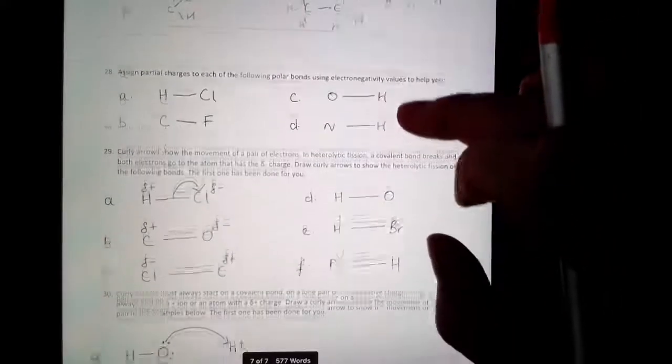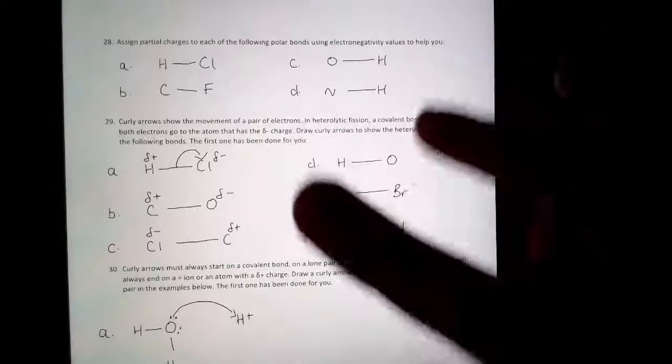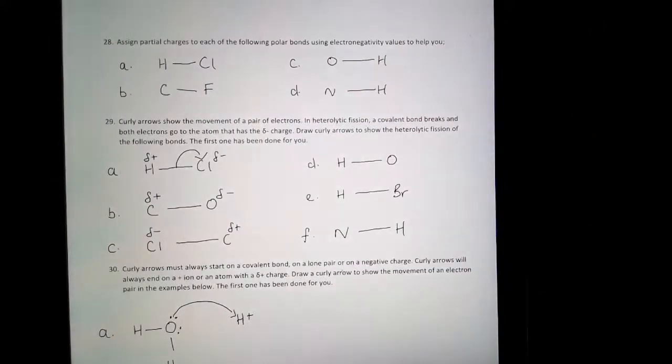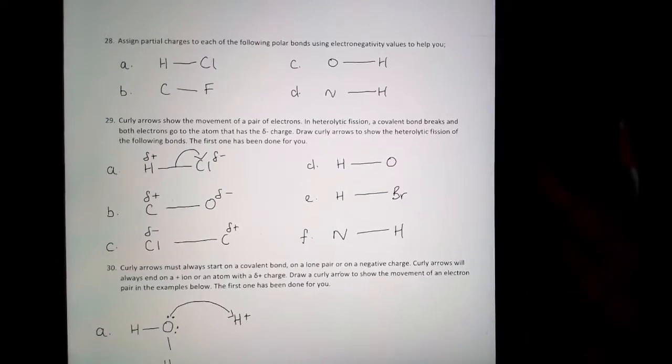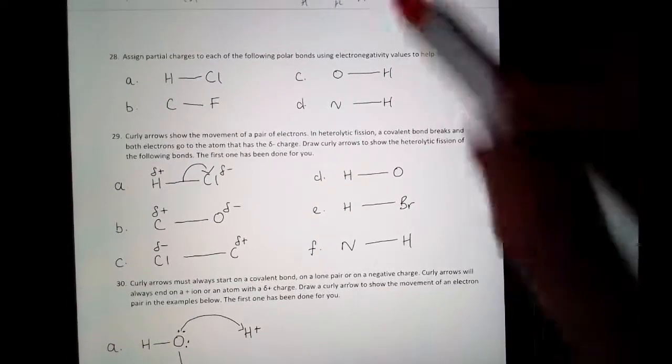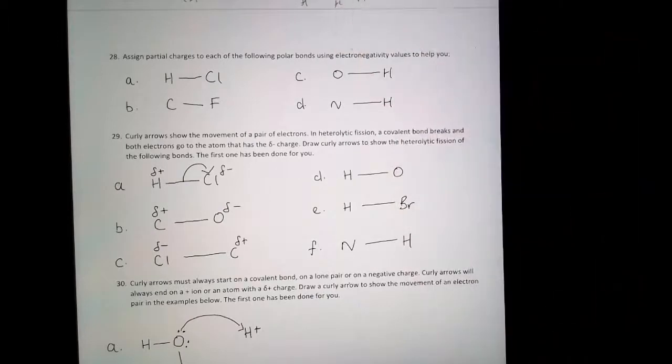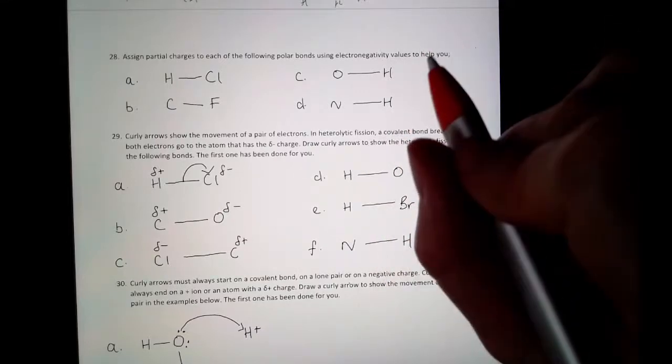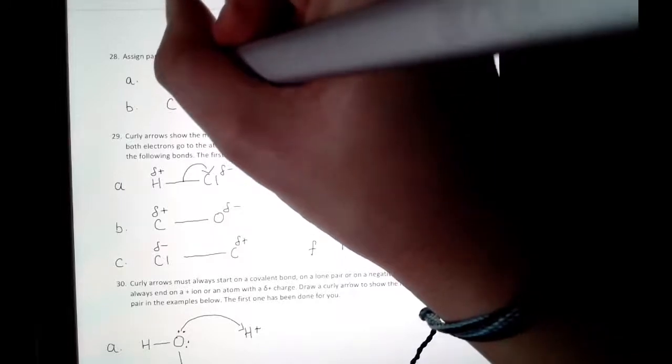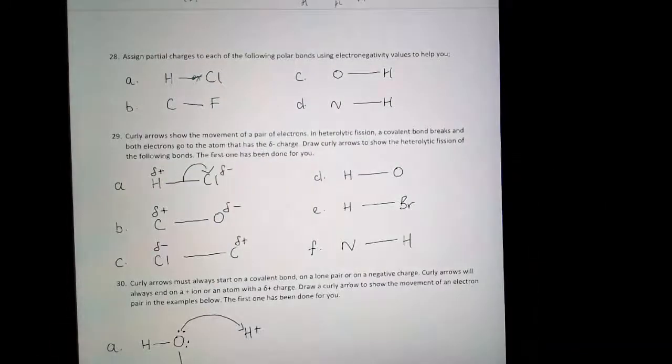So I'm moving away from naming and formulas, and we're going to be looking at curly arrows. Assign partial charges to each of the following polar bonds using electronegativity values to help you. So we've looked at electronegativity. We said it's the ability of an atom to attract electrons in a covalent bond. Chlorine is more electronegative than hydrogen. So in that covalent bond, that shared pair of electrons is going to be closer to chlorine.